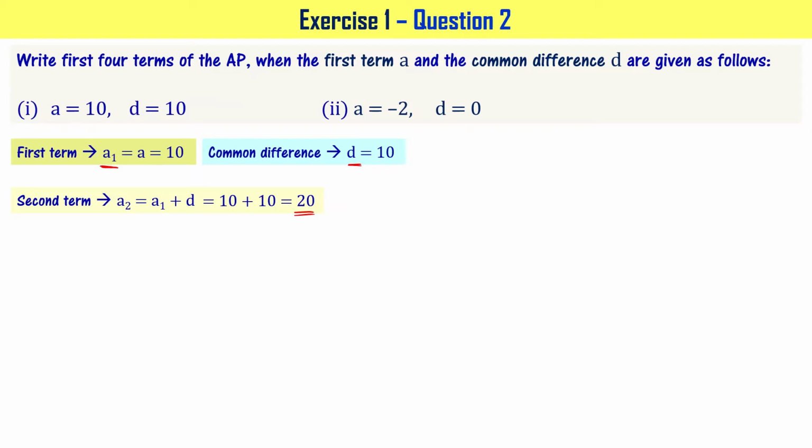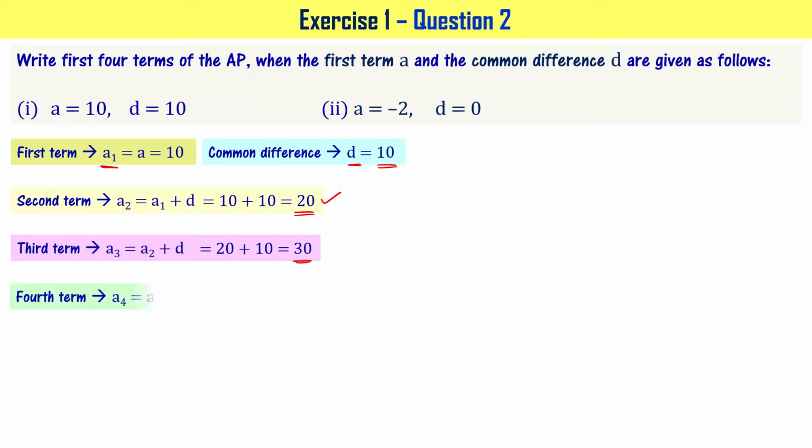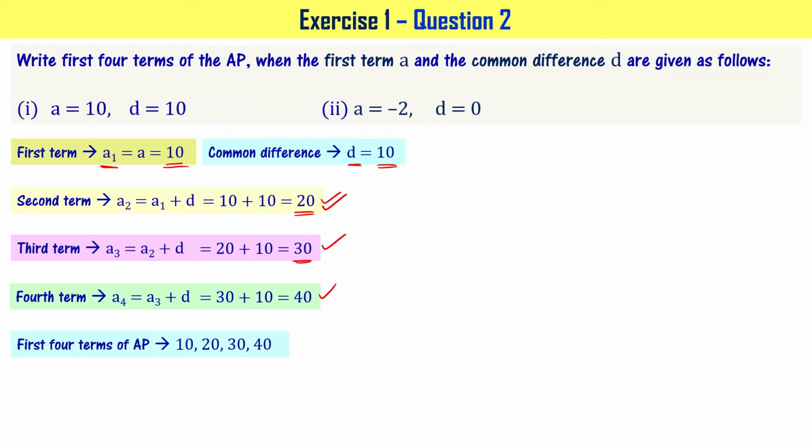Once you have A2, you can get A3 by adding 10 to A2, right? So let's write the third term, that is A3 equal to A2 plus D, that is 20 plus 10, equal to 30, right? Once you have the third term, you can write the fourth term, that is A4 equal to A3 plus D, 30 plus 10, equal to 40. So we are asked to write the first four terms, right? We have the first term already given, and the second, third and fourth terms. Let's write the answer. The first four terms of the given arithmetic progression are 10, 20, 30, 40.